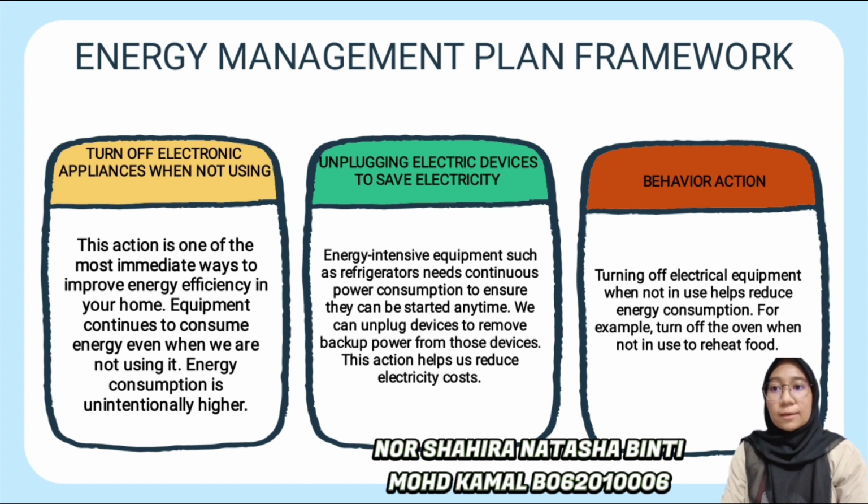The second is unplugging electric devices to save electricity. Energy-intensive equipment such as the refrigerator needs continuous power to ensure that it can be started at any time. We can unplug devices to remove backup power to those devices. This action helps us reduce electricity costs. And the third is behavior action. Turning off electrical equipment when not in use helps reduce energy consumption. For example, turn off the oven when not in use to reheat food.